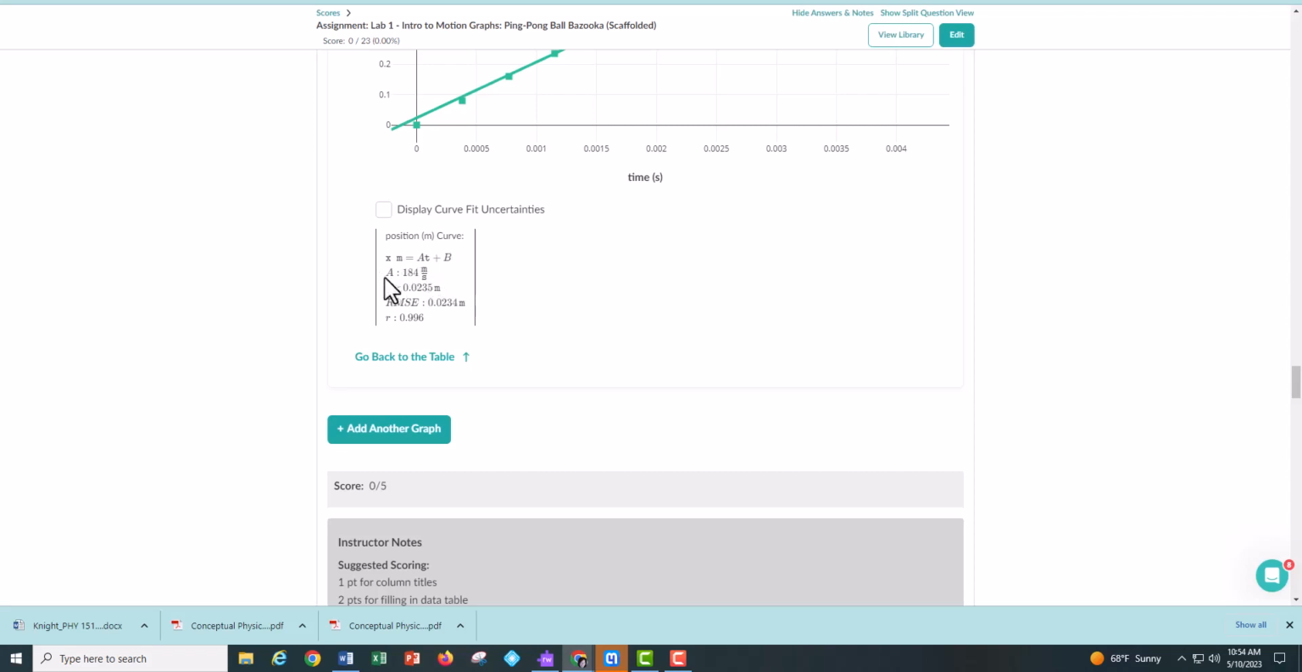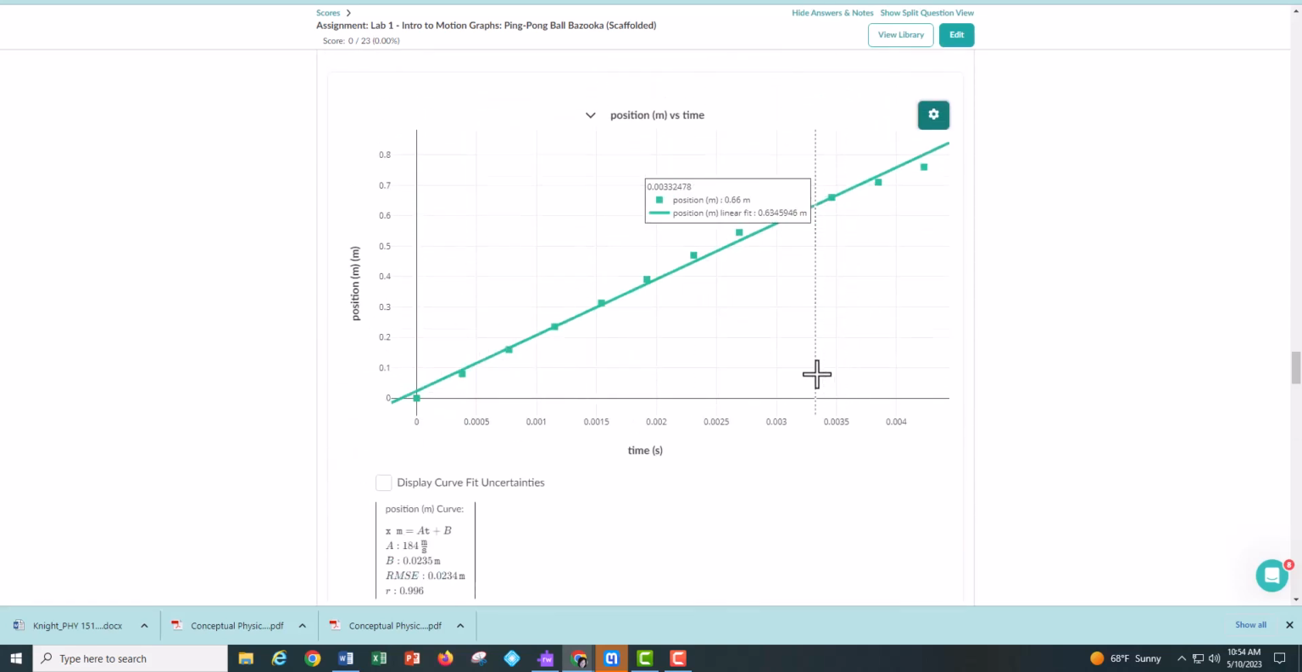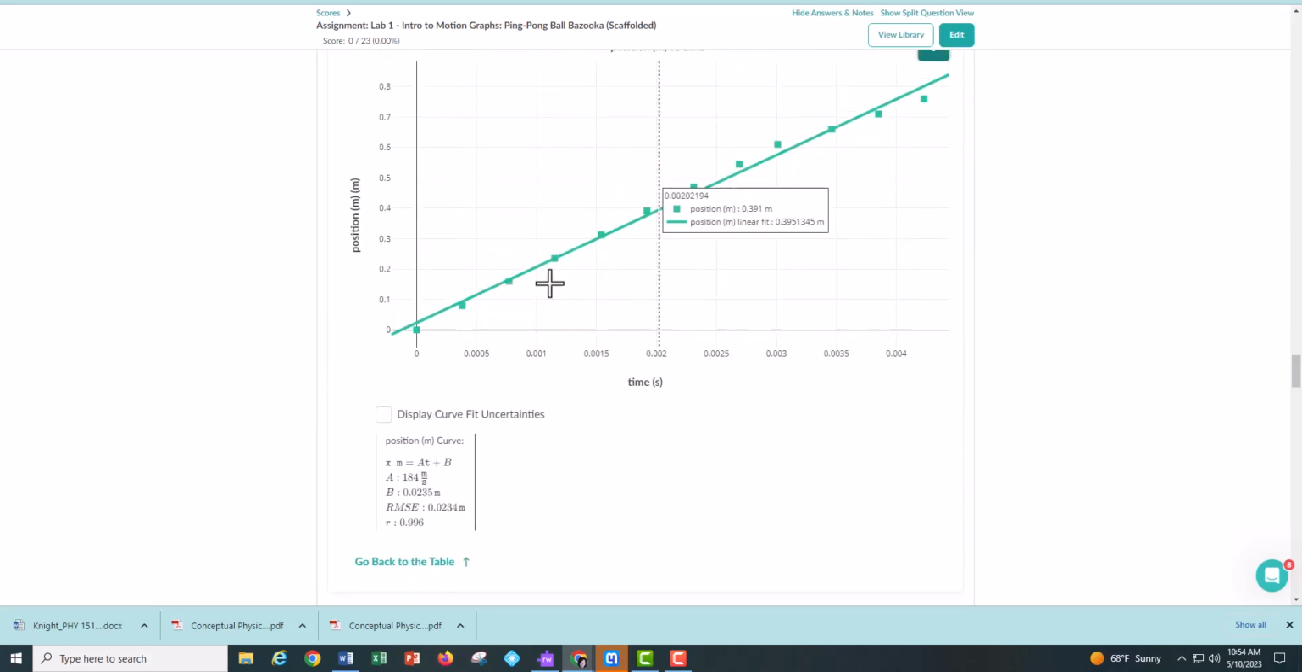So a is going to be my slope, and it's going to tell me how many meters per second I'm traveling at. And since it's a constant slope, I have a constant speed or velocity. And I started at 0.0235 meters as my initial position. And this RMSE value should be close to 0, and it is. And this R value should be close to 1, and it is. And both of these tell us that the points fit on the curve that we fit.